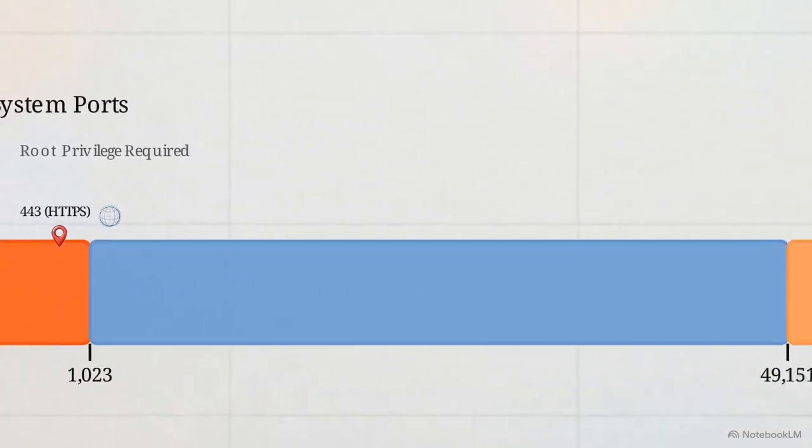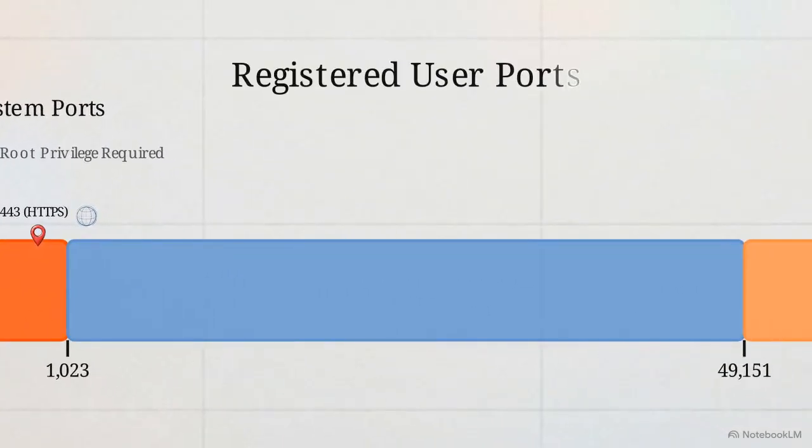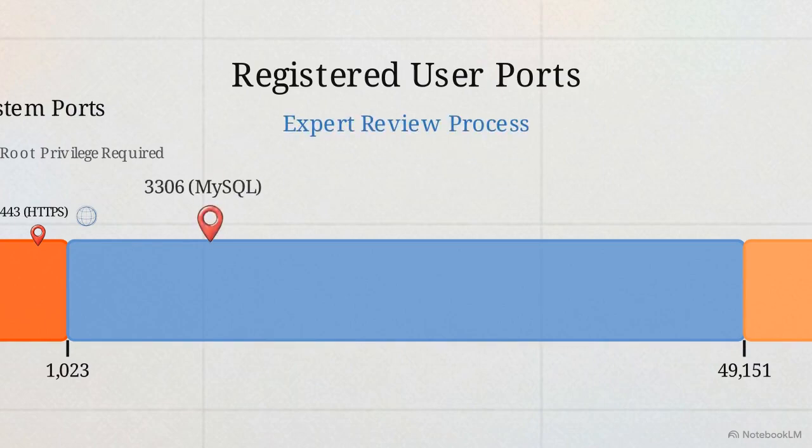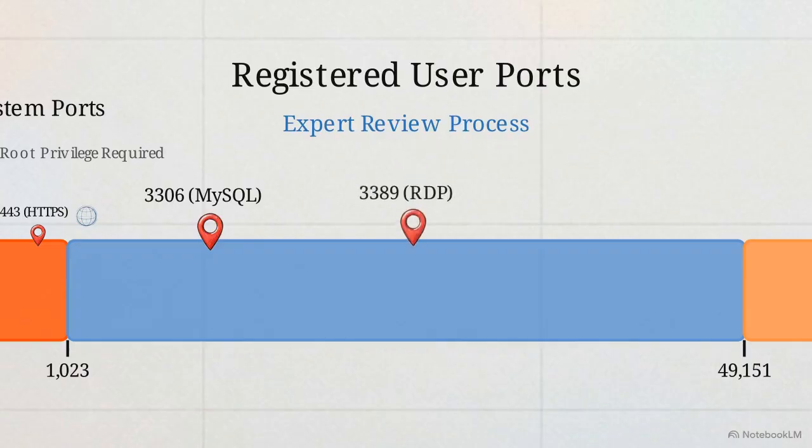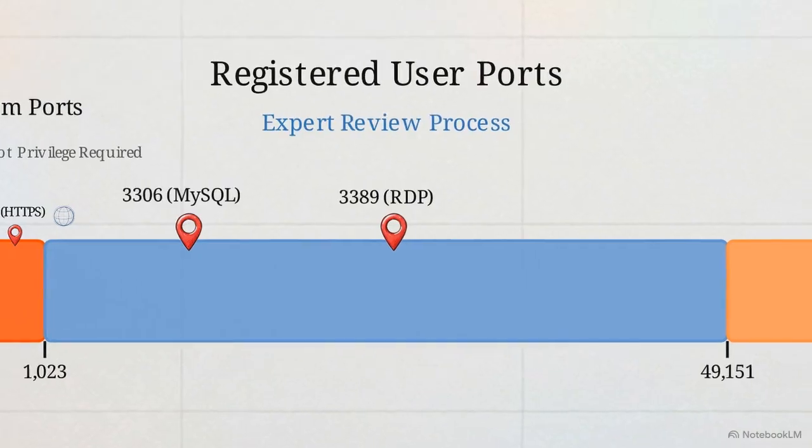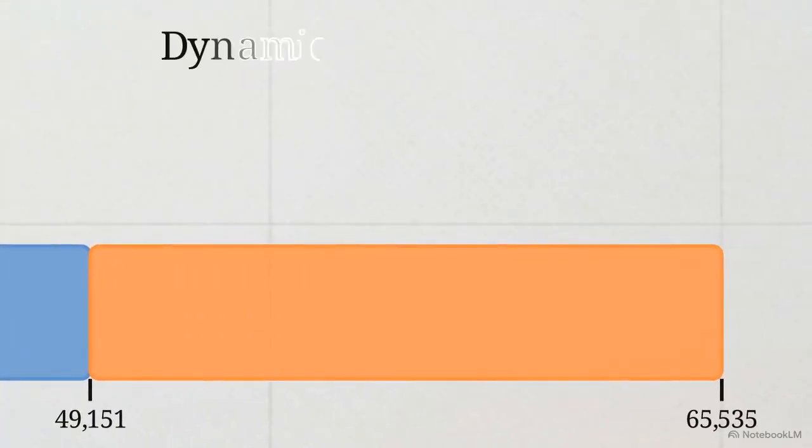The registered user ports span from 1024 to 49,151. These are assigned through an expert review process, allowing enterprise software creators to utilize standardized connection points, like port 3306 for a MySQL database, across any enterprise environment without requiring system-level access.